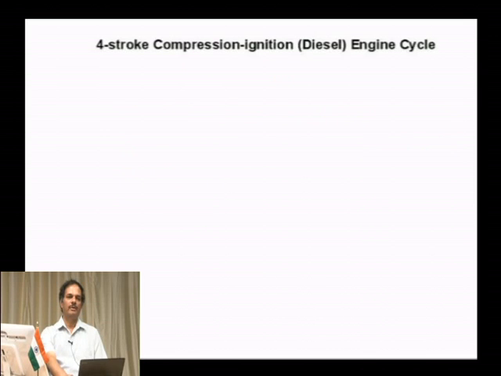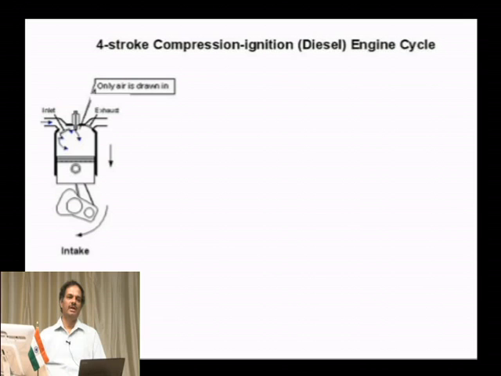Now, how does the 4-stroke engine work? During intake, the piston moves from top dead center to bottom dead center, the intake valve or inlet valve opens, and air is drawn into the cylinder. This is the difference between the diesel engine and the petrol engine. In the petrol engine, that is the spark ignition engine which works on the Otto cycle, a mixture of air and fuel is taken into the cylinder during intake, whereas here only air is taken into the cylinder during intake in the case of the diesel engine.